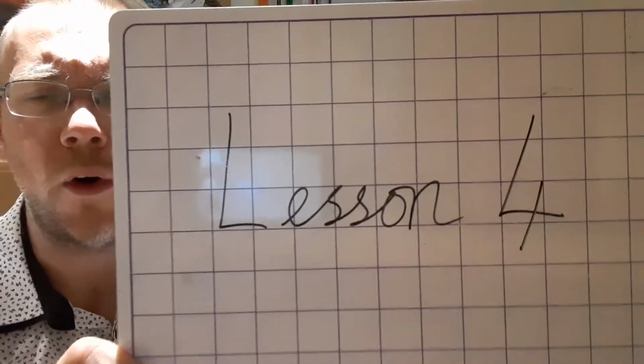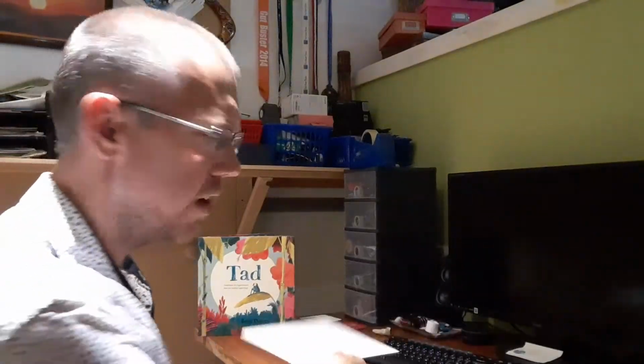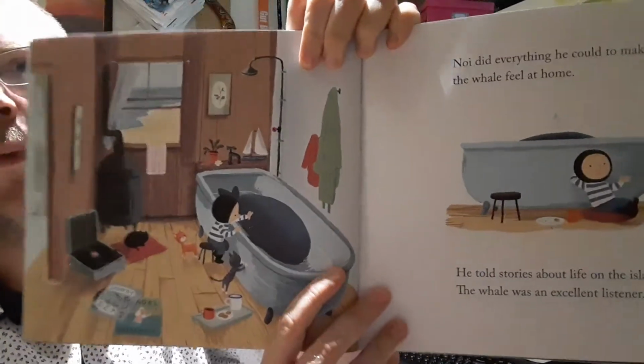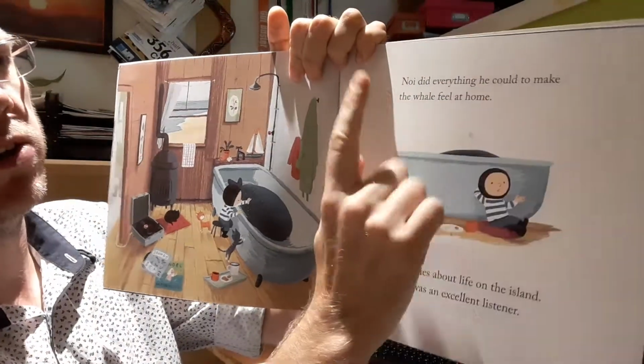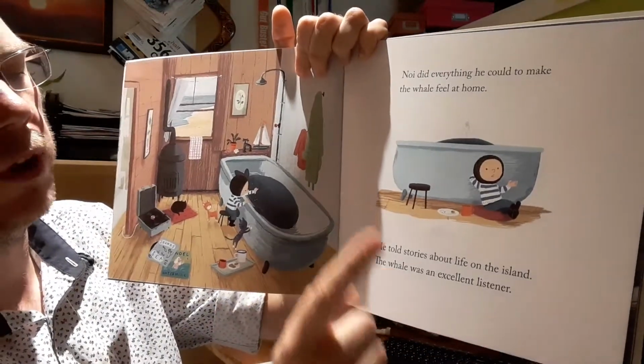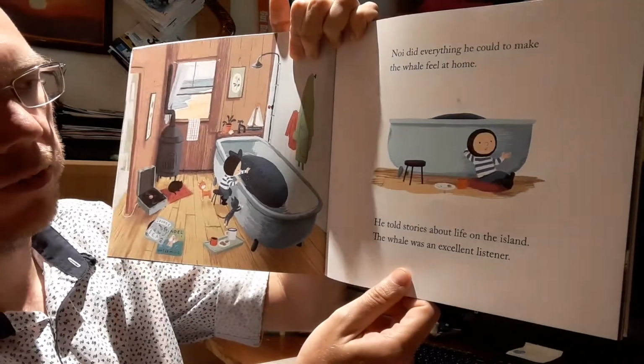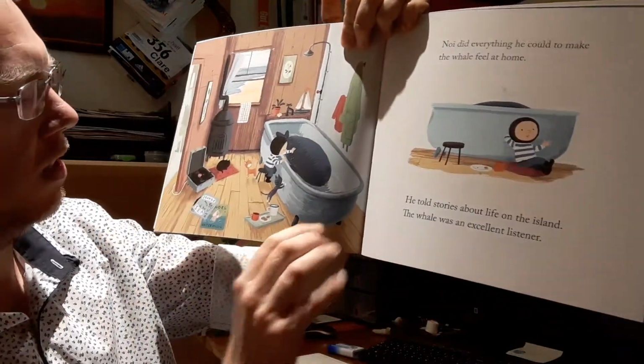Lesson 4 on the storm whale. That's a nice one, this one, because we'd like you to have a think about this part of the story. Noi has got the whale home, and he did everything he could to make the whale feel at home. He told stories about life on the island, and the whale was an excellent listener.